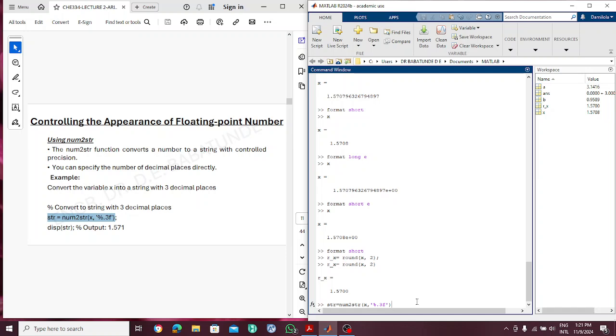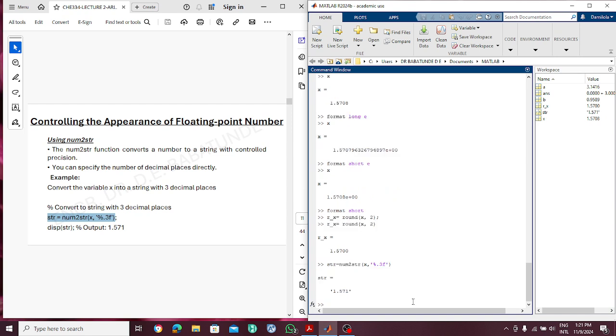So let's press enter and see what happens to the value of str that we would create. So the value returned to us is 1.571, which is as expected.